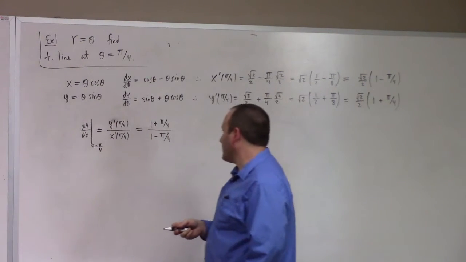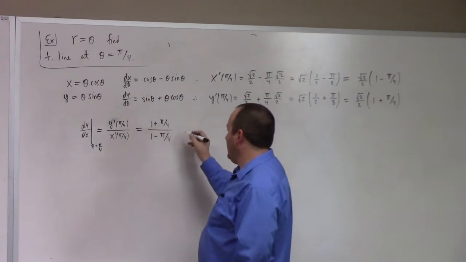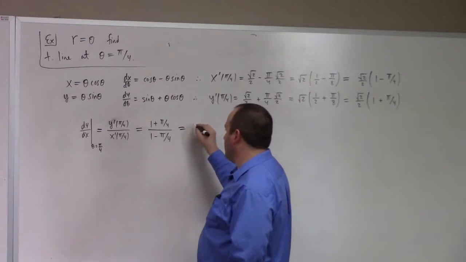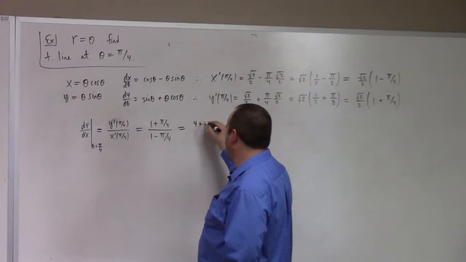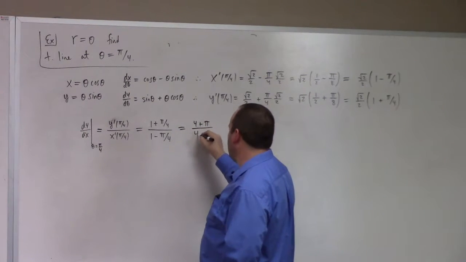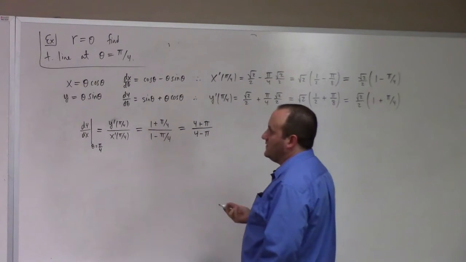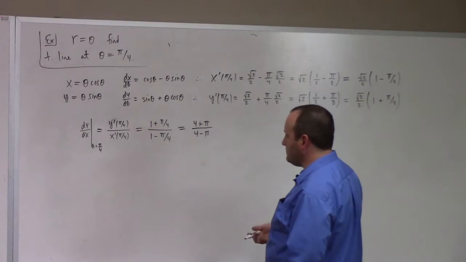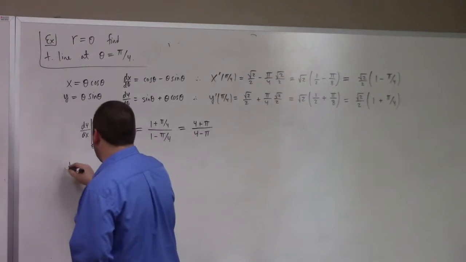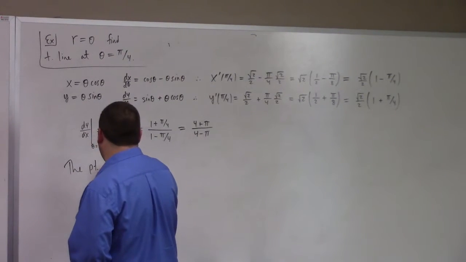Now, I guess I can clean this up a little bit. I'll multiply by 4. That's 4 plus pi divided by 4 minus pi. So I kind of like that more as an answer for the slope. Now what's the Cartesian equation? What do I need to find? What's the point of tangency?